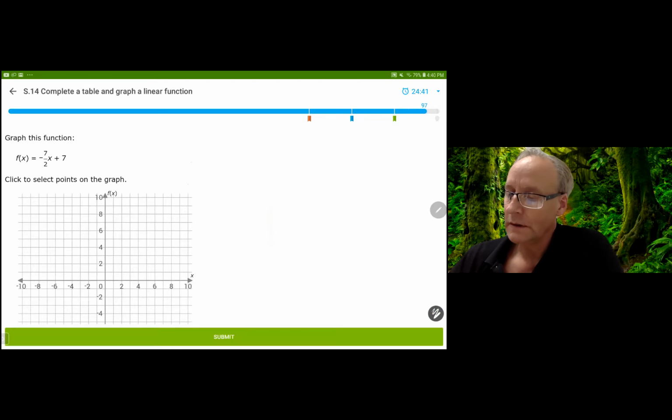And this one, oh, this one's more interesting. I'm going to go through 0, 7. I like the 0, 7. And now I'm going to count my slope. I'm going to go down 7 over 2. Down 7 over 2 is going to put me right there. And that has a slope of negative 7 over 2. One of the things I did was I always put my negative in the numerator.